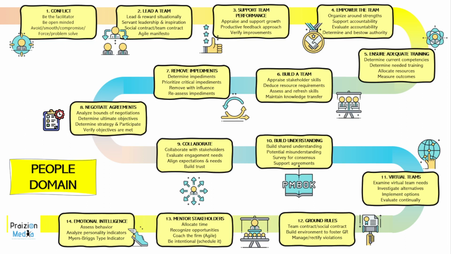Number 14, on day 14, we just talked about EI, emotional intelligence. I've given you a bunch of Myers-Briggs content, and I asked you to click on that button and go to the Praizion site and take that Myers-Briggs type indicator test. And those are the 14 tasks under the people domain.